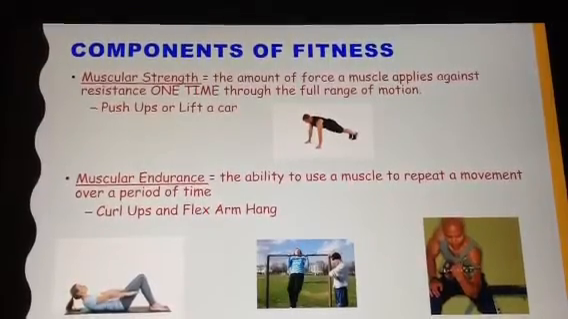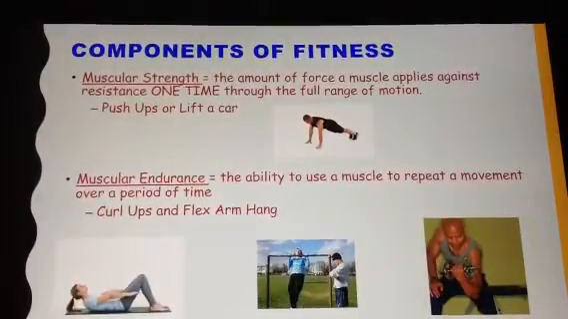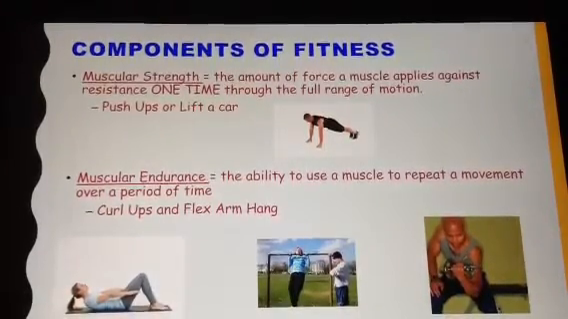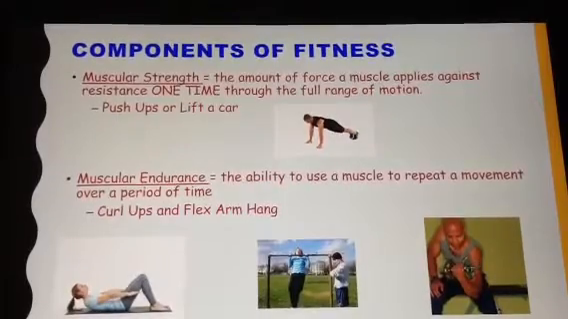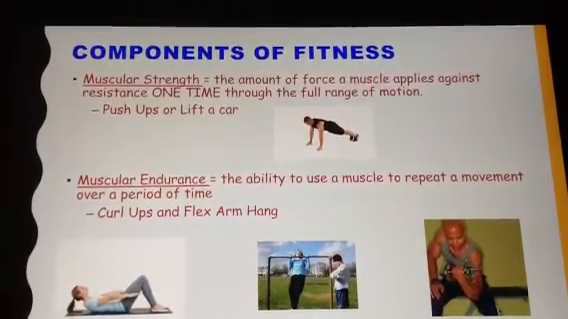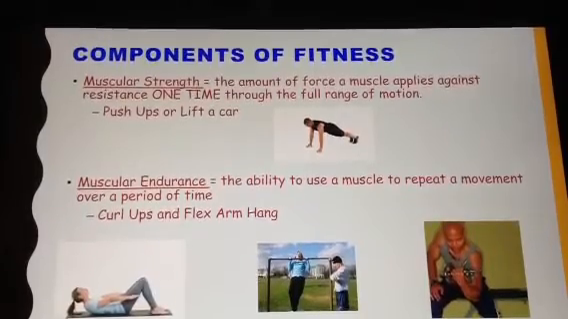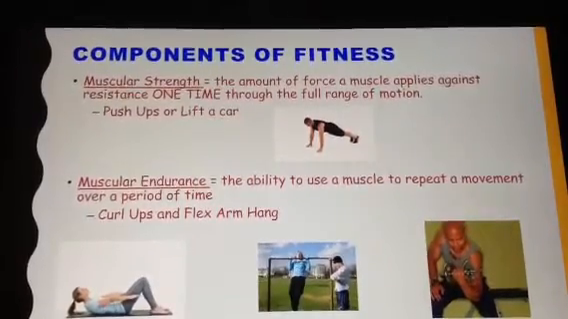Muscular strength is the amount of force a muscle applies against resistance one time through the full range of motion. For this, the FitnessGram test is pull-ups for us. Muscular endurance is the ability to use a muscle to repeat a movement over a period of time. Our FitnessGram tests are curl-ups and flexed arm hang.